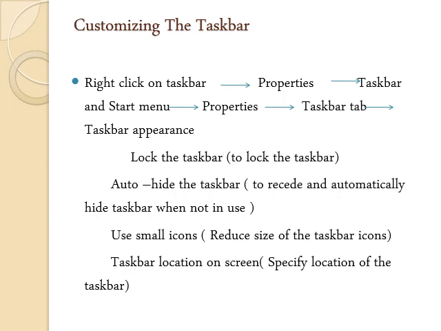In the taskbar appearance section, we will get many options. If we want to lock the taskbar, then we will click on the lock the taskbar checkbox. This will lock the taskbar. If we want the taskbar to recede and hide automatically, then we will click on auto hide taskbar. If we want to reduce the size of the taskbar icons, then we will use small icons. If we want to specify the location of the taskbar, then we will click on the taskbar location on screen.